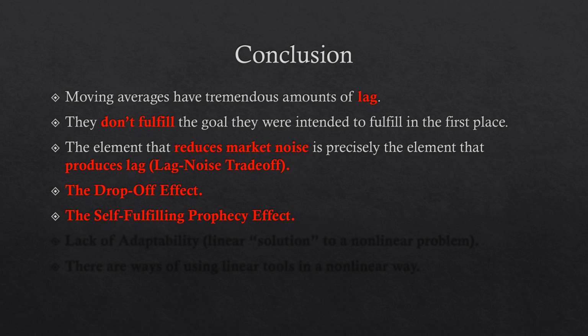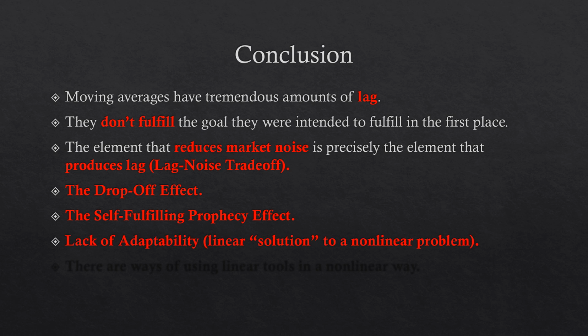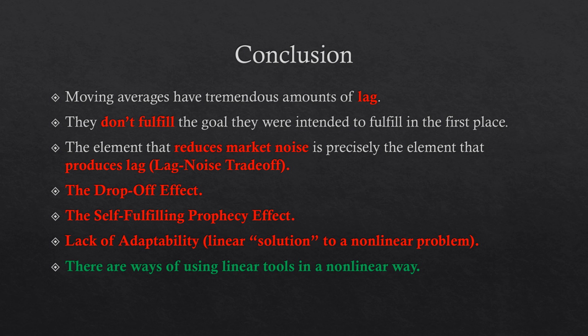Another fatal flaw of moving averages and many other technical indicators is the lack of adaptability, meaning that they are linear tools being applied to a non-linear system. In other words, fixed rolling calculation windows being applied to non-linear highs and lows in terms of size and time duration, not exactly the appropriate tool for the job. With all of that said, there are ways of using linear tools in a non-linear way, as we have seen in this course. However, if we are going to worry about this problem of nonlinearity of price, there are much better alternatives than moving averages.